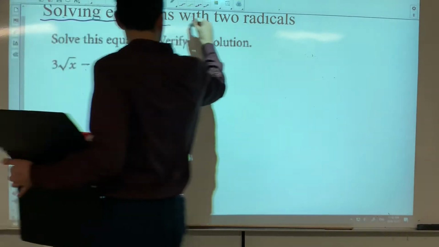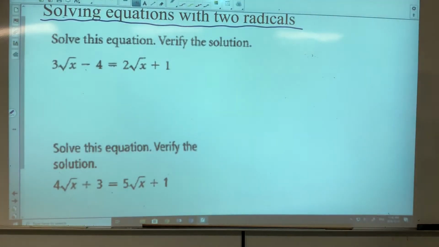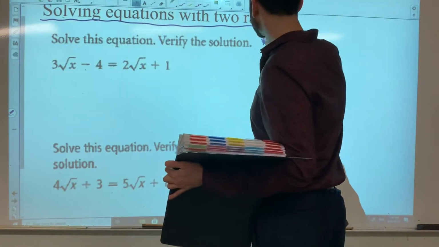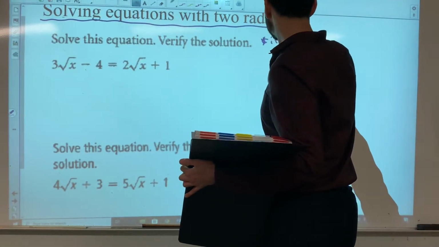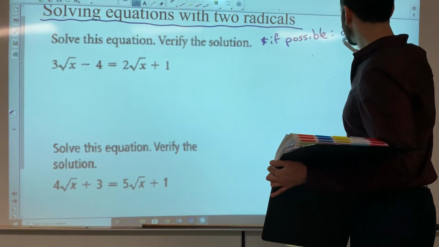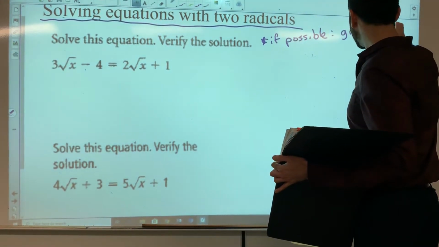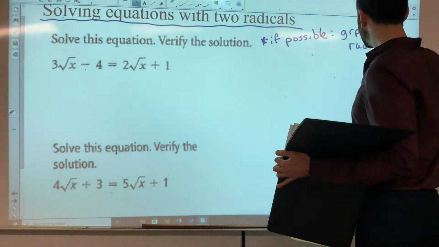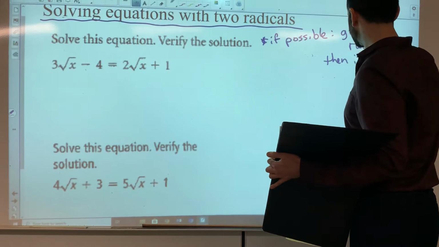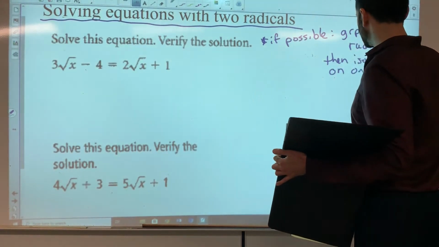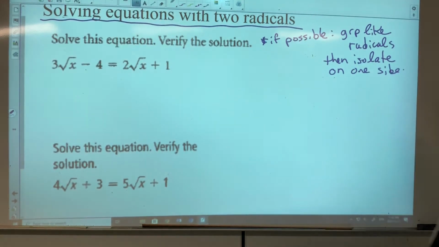Okay, solving equations with two radicals. Let's see what happens. There's two things that you can do. If possible, group like terms. So I'm going to say group like radicals. Then isolate on one side. That's one strategy that can work.